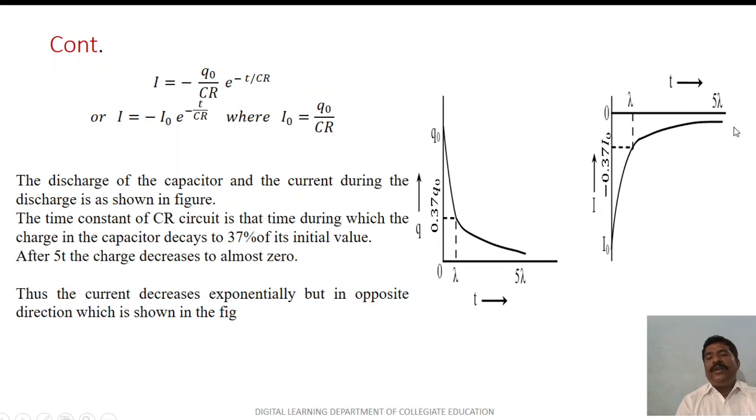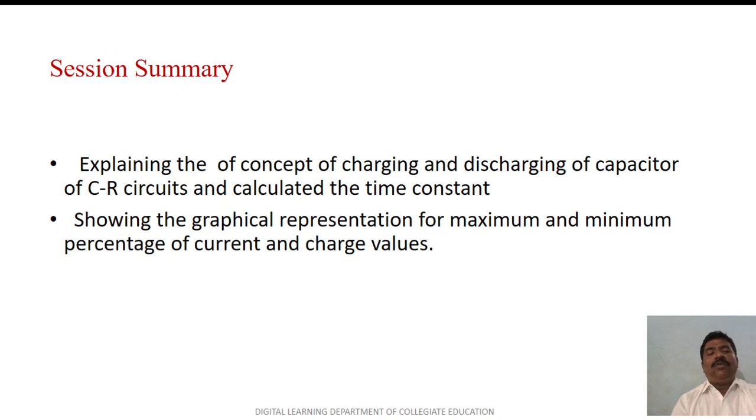That is, when you consider the charge, if it is maximum with the value of I naught, it goes on decreasing, and the minus sign shows that the curve decreases exponentially, as shown in the given diagram. So this way we have discussed charging and discharging, which can be called the growth and decay of your capacitance.